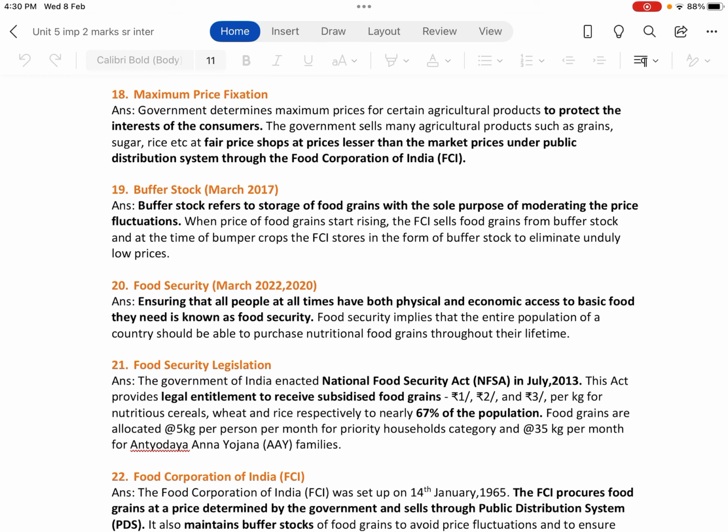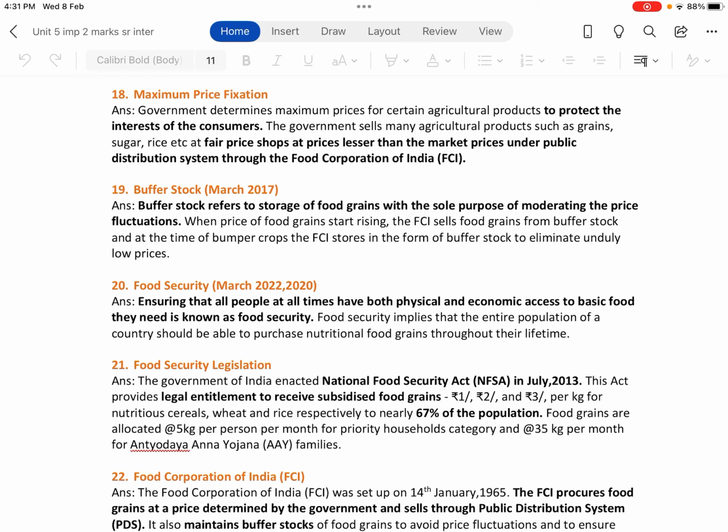So what the Food Corporation of India is doing, after the harvest is over, whatever the commodity required at that particular time, that is being sold. The remaining extra quantity is being stored in the warehouses in the form of buffer stock. So at the time of shortage, this extra commodity is being sold in the market or through the ration shops, so that the price will be even. There will not be too much of fluctuations in the prices. When the price of food grains starts rising, the FCI sells food grains from buffer stock, and at the time of bumper crops, the FCI stores in the form of buffer stock to eliminate unduly low prices.